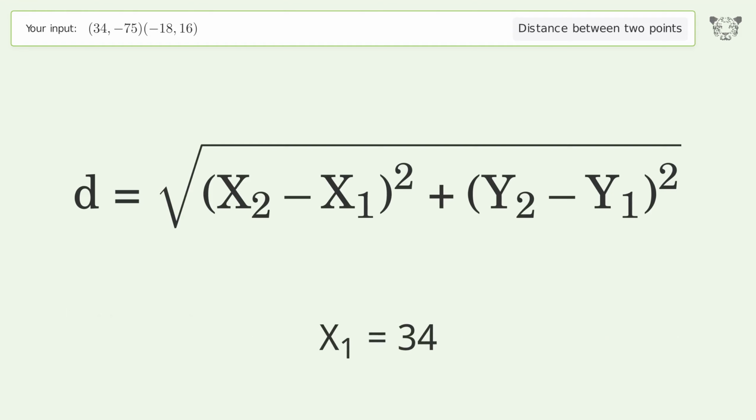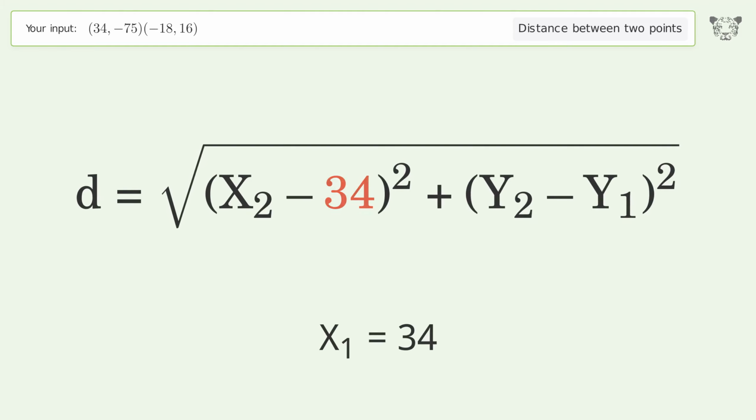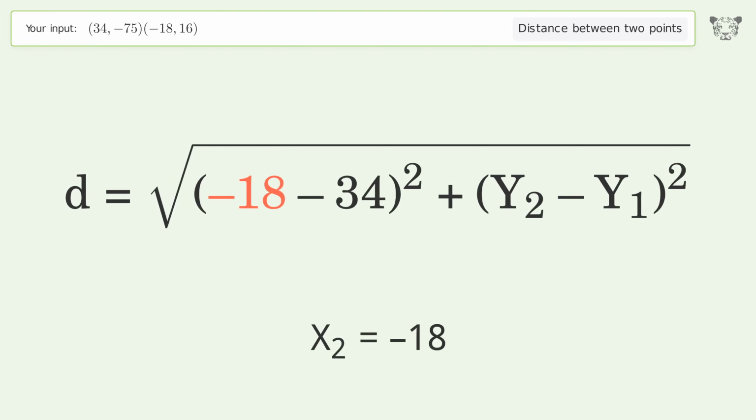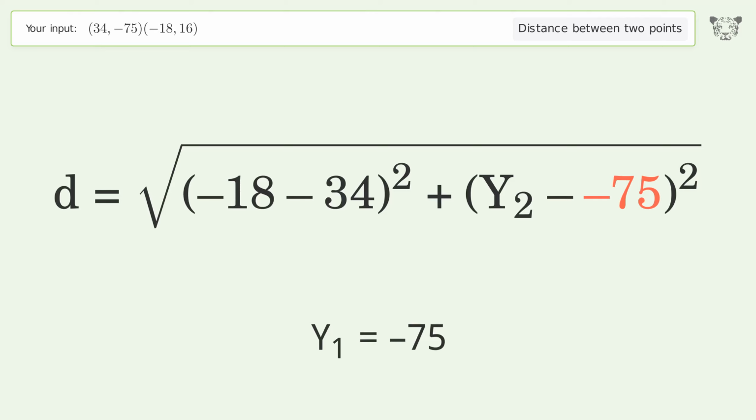x1 equals 34. x2 equals negative 18. y1 equals negative 75. y2 equals 16.